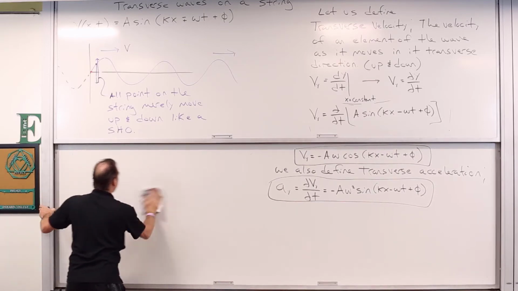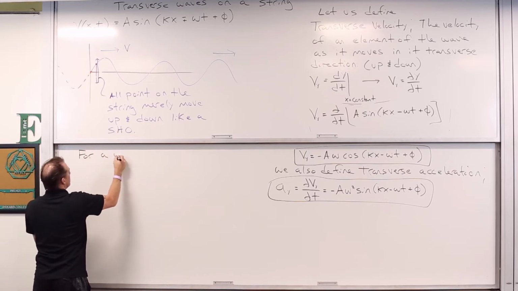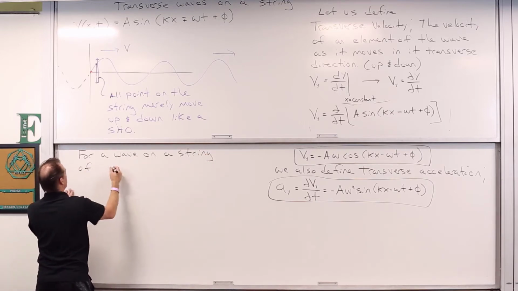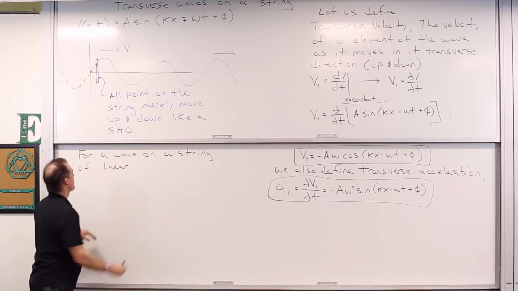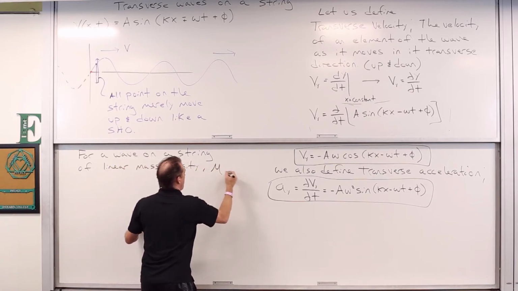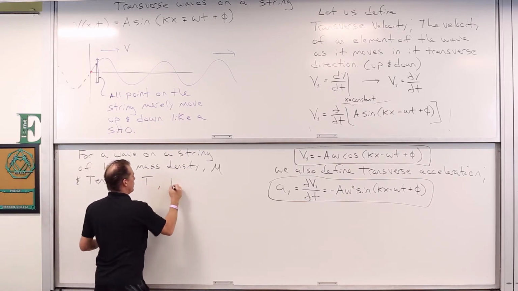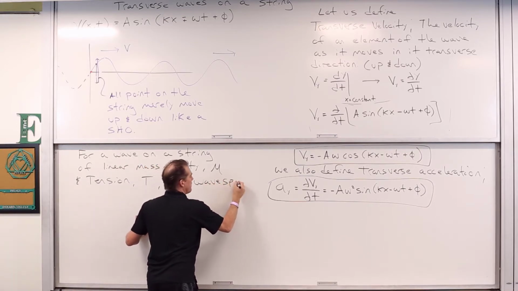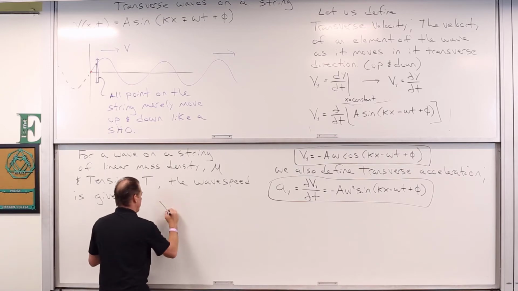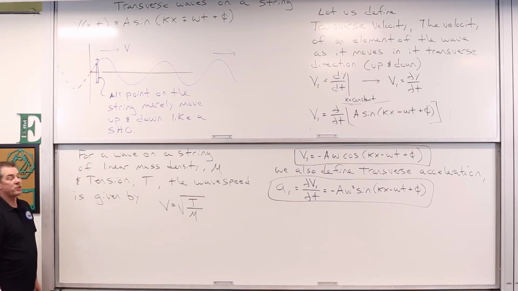Also got that if it's a wave on a string, which we're talking about right now, so for a wave on a string of linear mass density mu, and tension T, the wave speed is given by v is equal to the square root of T divided by mu. So there's the wave speed for a wave on a string.